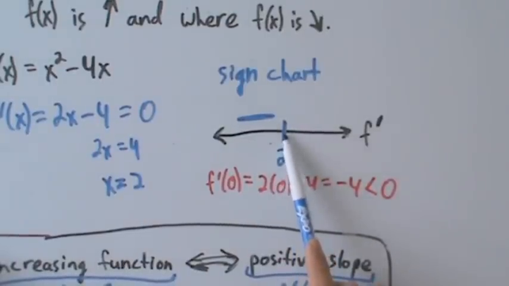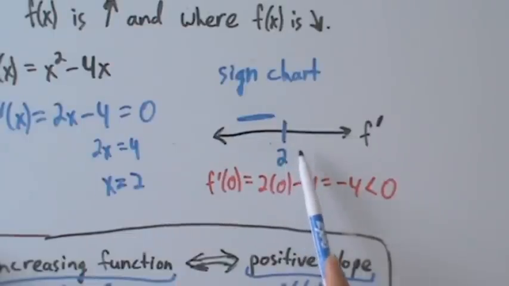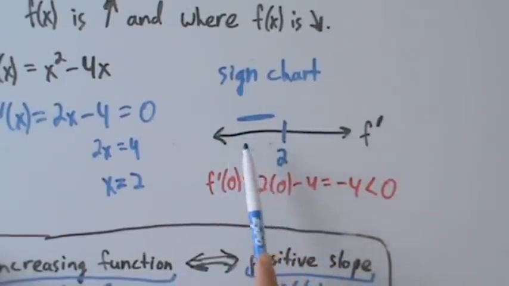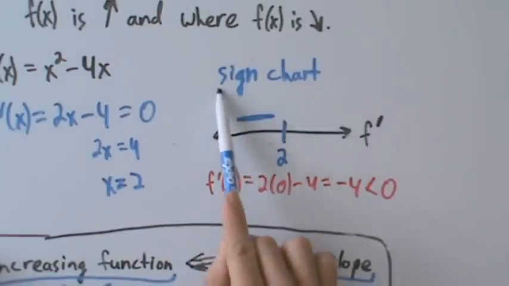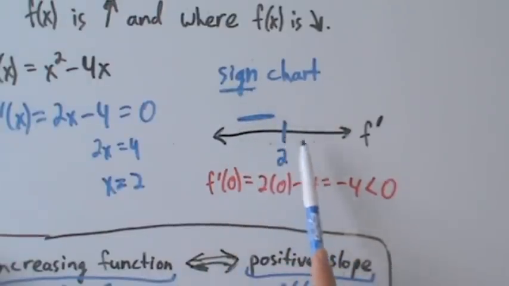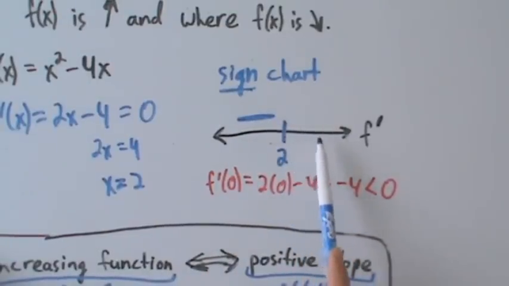So basically, since x equals 2 is the only place where the derivative is 0, then to the left of x equals 2, the derivative has to have the same sign, always. To the right of x equals 2, the derivative has to have the same sign, always, right? So let's see what happens.